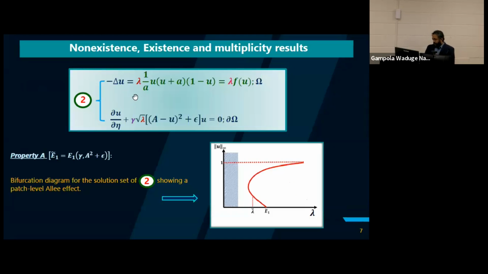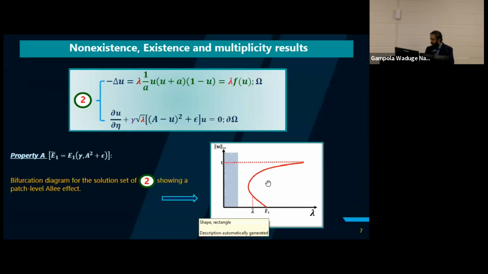All right, for this model, we proved several non-existence, existence, and multiplicity results. Before I go into my results, I want to introduce something called property A. In defining property A, I use this abbreviation. I take E1 tilde to be E1(gamma, A squared plus epsilon). My property A means basically this bifurcation diagram.